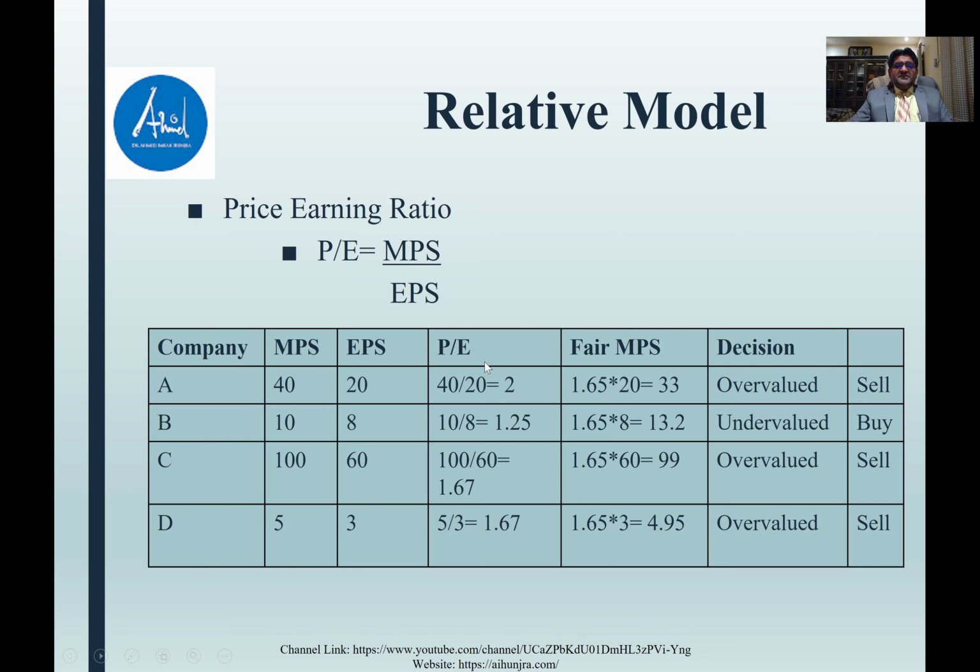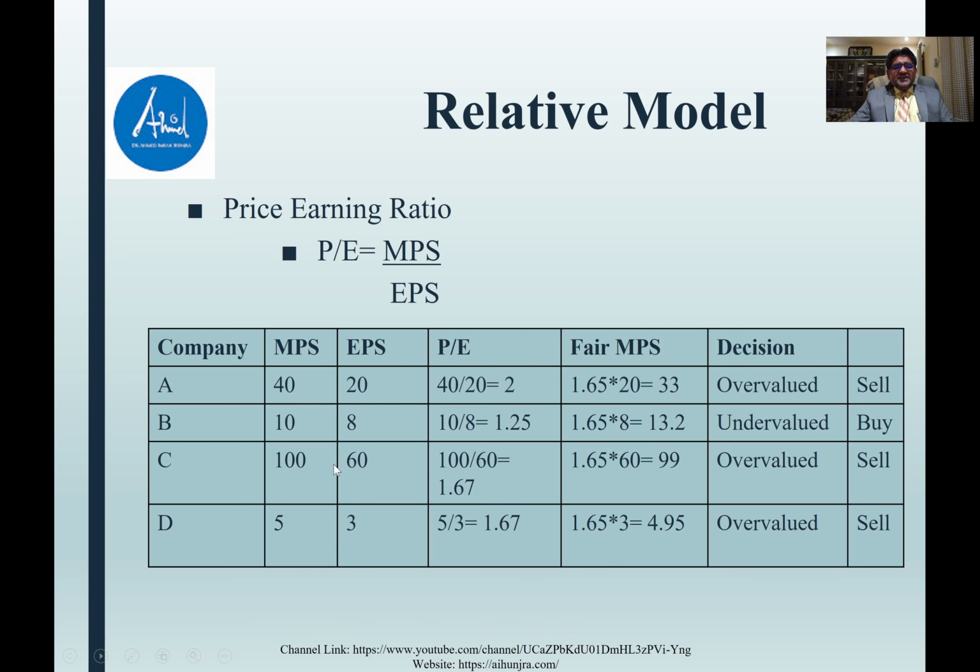First of all, we can find the price to earning ratio, because we are talking about the price earning ratio model. It's very simple. The formula is given. The price earning ratio is market price divided by EPS. So the market price of company A is 40 and the earning per share is 20. Overall, the ratio is 2.